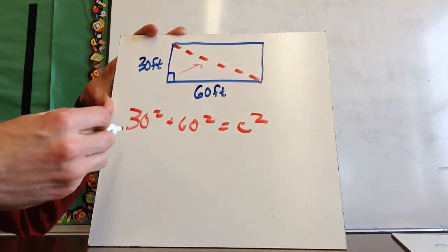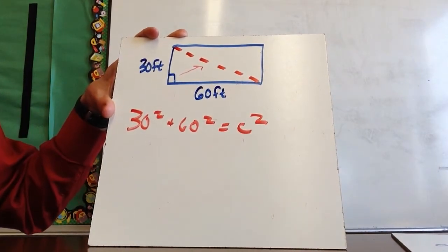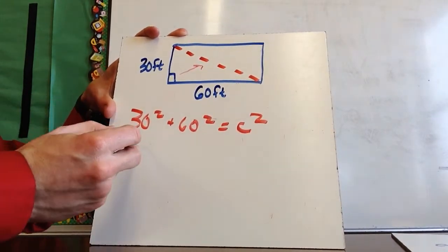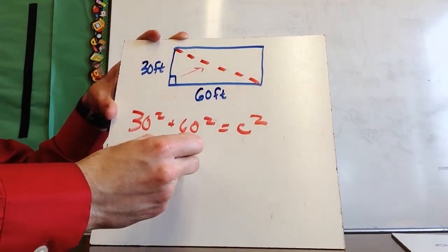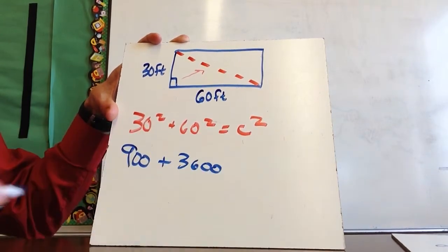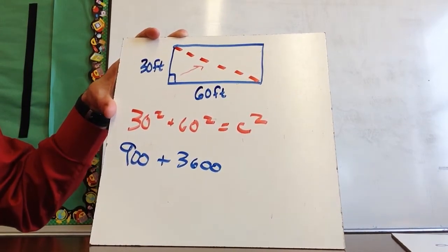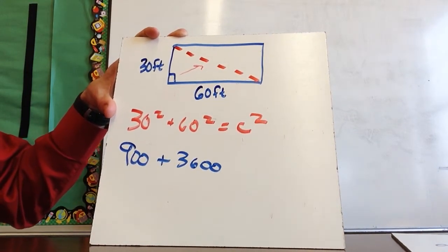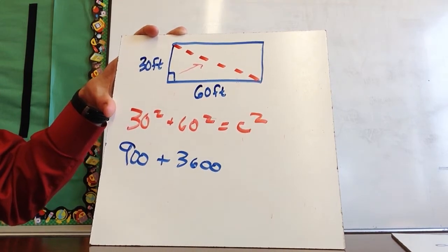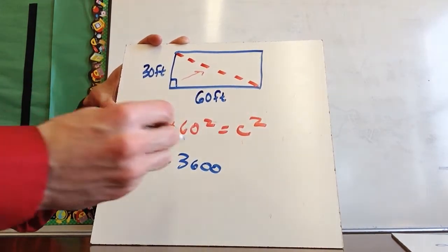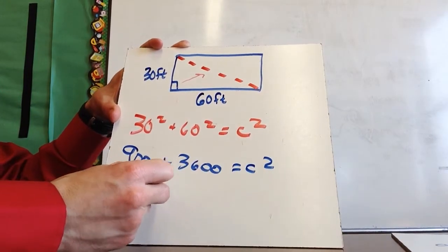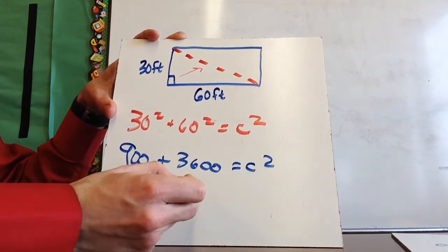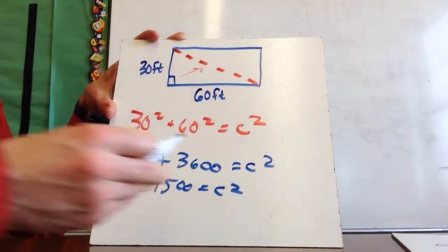All right, so 30 squared is 900. And 60 squared is 3600. And so when I add those two together, I end up with 4,500. Oh, sorry, this should be c squared. I almost made the same mistake again. So I got 4,500 equals c squared.